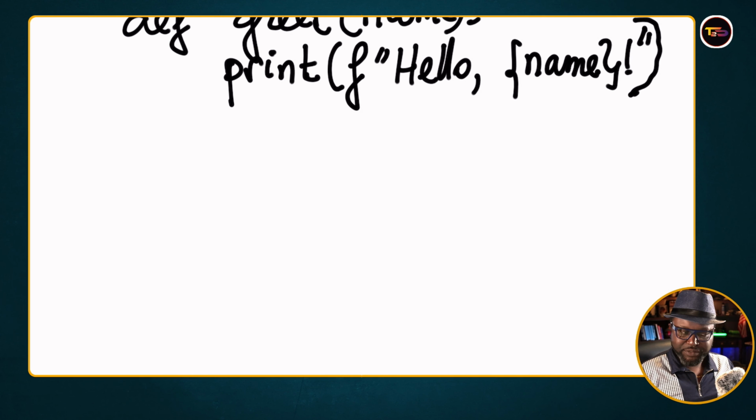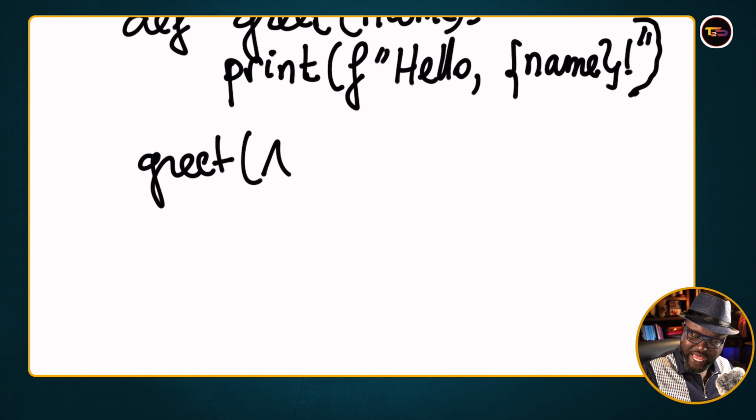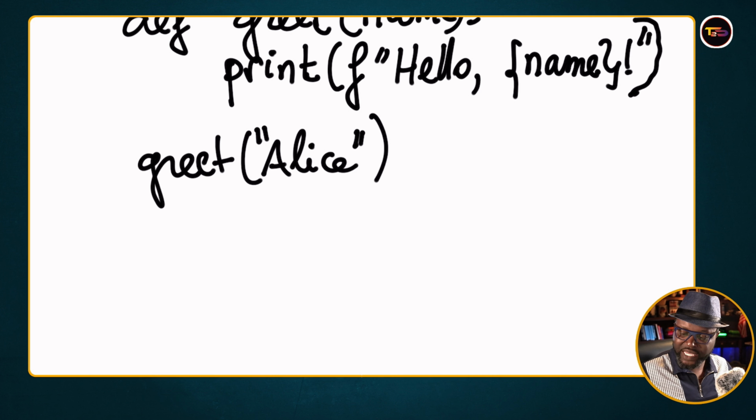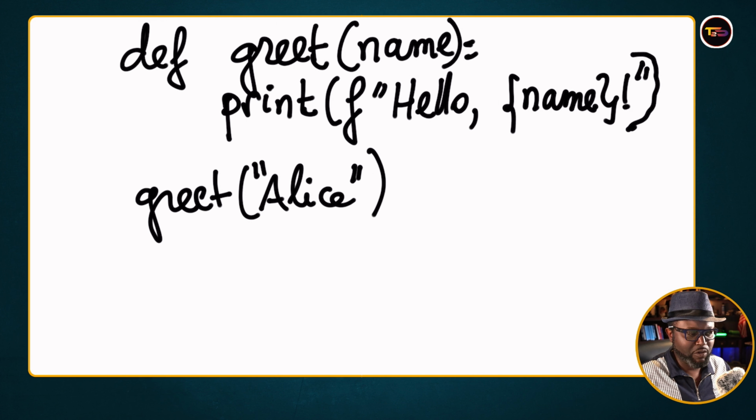You can do it this way. Then you say greet Alice here. When you do this, it's going to say hello, and then the name, which is going to be Alice. So that's one way you can do it. Let me write it quickly, then let's experiment on this and see what happens.